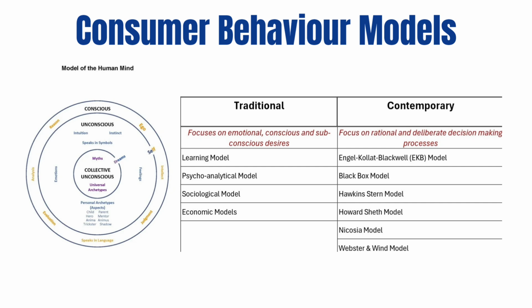Now, basis the study of this model of the human mind, there have been various consumer behavioral models that have been framed. They are broadly categorized into the traditional ones that focus on emotional, conscious, and subconscious desires, and the contemporary ones that focus on the rational and deliberate decision making processes. Traditional models include learning model, psychoanalytical model, sociological model, and the economic model, while the contemporary models include Engel, Kollat, Blackwell, the EKB model, Black Box model, Hawkins Stern model, Howard Sheth model, Nicosia model, Webster and Wind model. Now let's try and look at each of these models a bit more in detail.